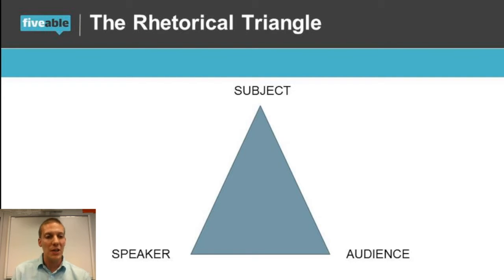The last part is speaker. This one, again, is really easy to identify, but what are we thinking about in terms of the relationship between the speaker and the audience? Do they know each other? Do they agree? Do they disagree? Does the audience respect the speaker or not? And lastly, what's the connection between the speaker and the subject? Once I see connections between all three pieces of the triangle, I'm ready to analyze at a very high level.